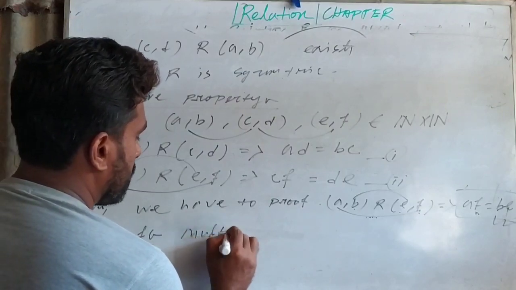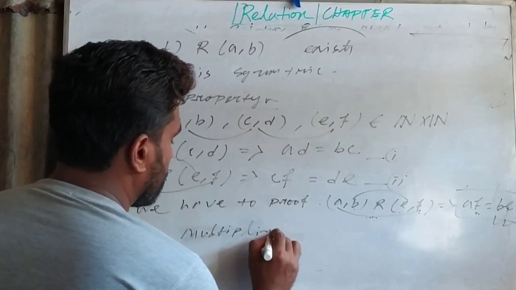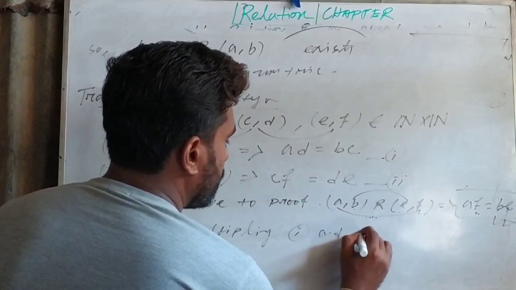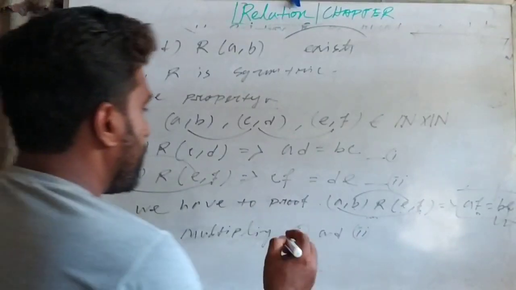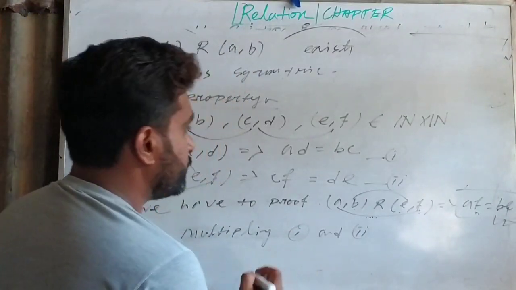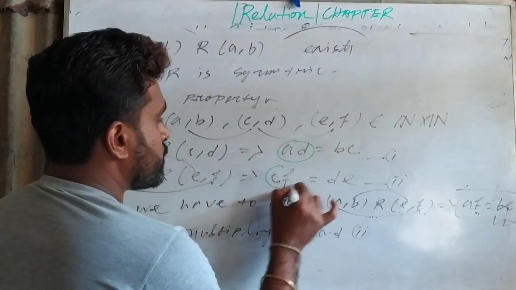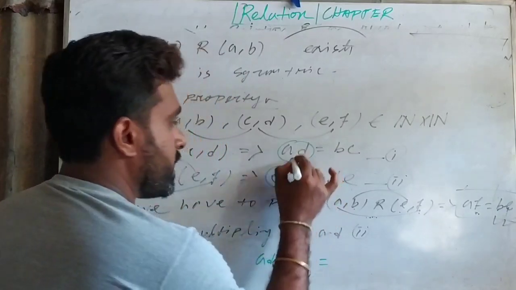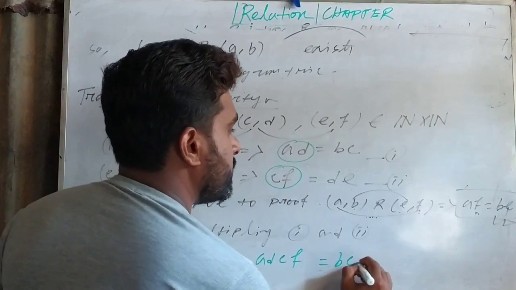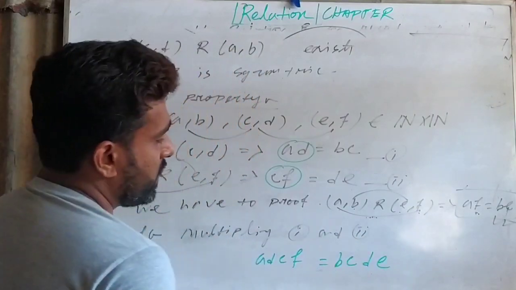Multiplying 1 and 2. Just multiply 1 and 2 here. If you multiply 1 and 2, then this part and this part will be multiplied. That is ADCF equals ADCF equals BCDE.